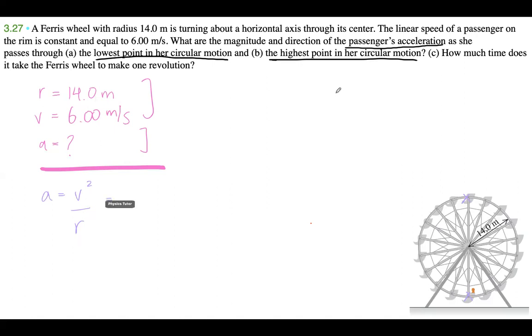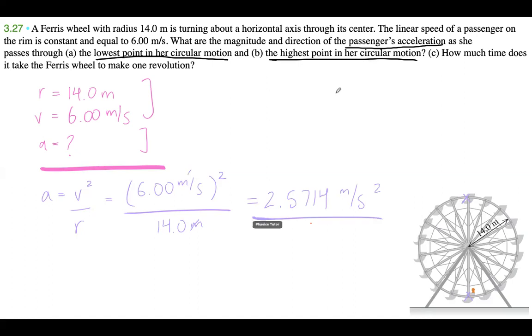So v is 6.00 meters per second, squared, over 14.0 meters. And what's that going to be equal to? Plug it into our calculator, right? And I'm getting 2.5714 meters per second squared, right? Yeah, so we have meter squared over second squared, and then this meter cancels out with the square on top of that. So then we just have meters per second squared. Dimensional analysis, which by the way is so helpful.